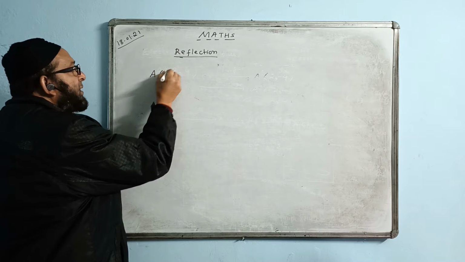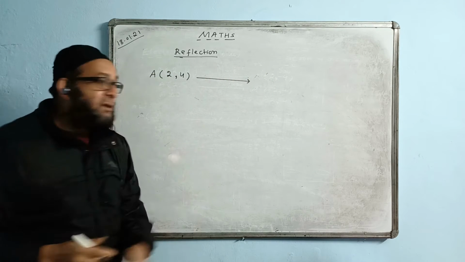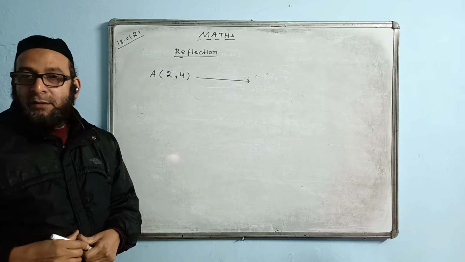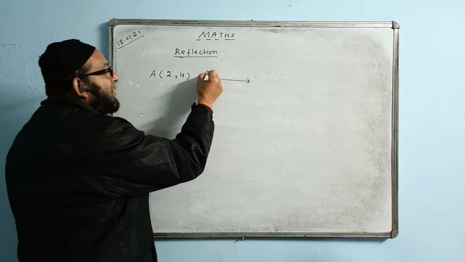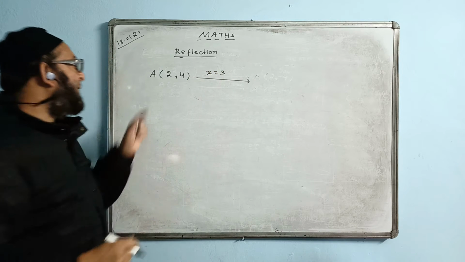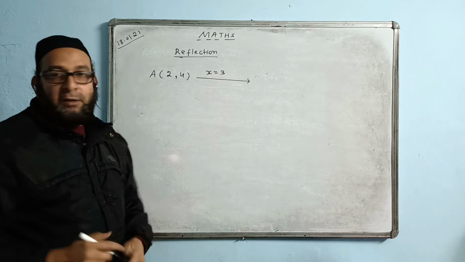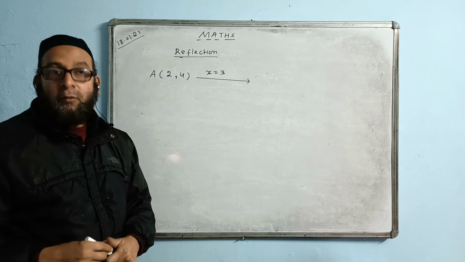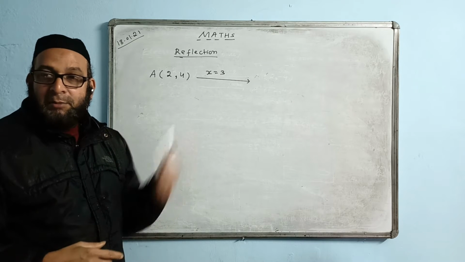Now another question is, suppose A is given (2, 4) and now we are reflecting neither in the x-axis nor in the y-axis nor in the origin. Some other line is given. They are giving a line equation. I take the question. Suppose the line given is x equal to 3. Reflect the point A (2, 4) in the line x equal to 3. That is the question. Now what to do? What sign should we change? So let us see this type of question. How do we do it?